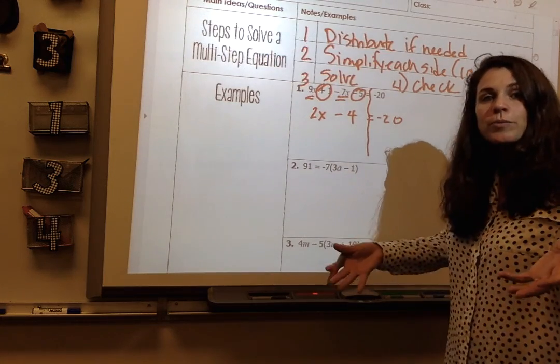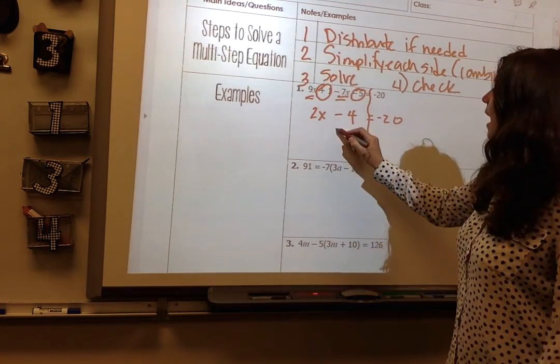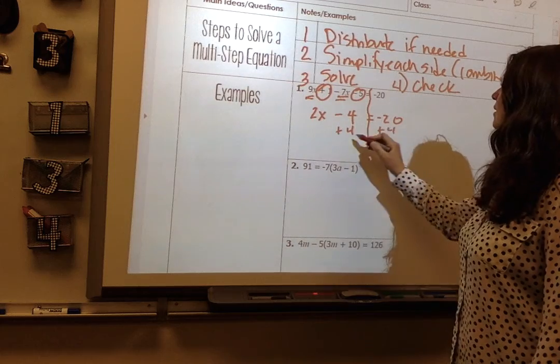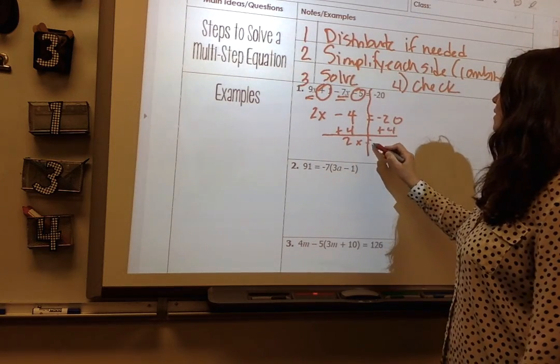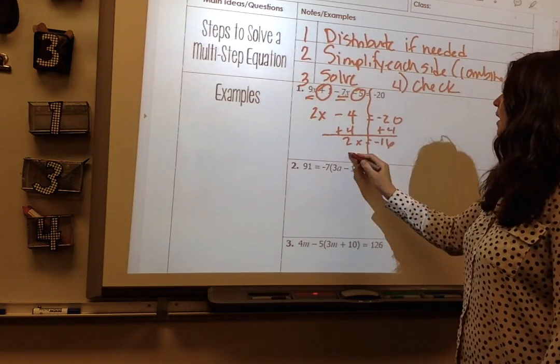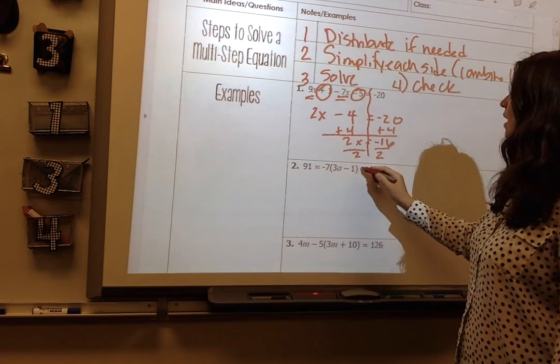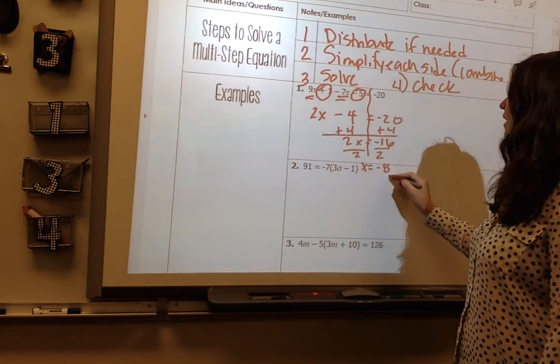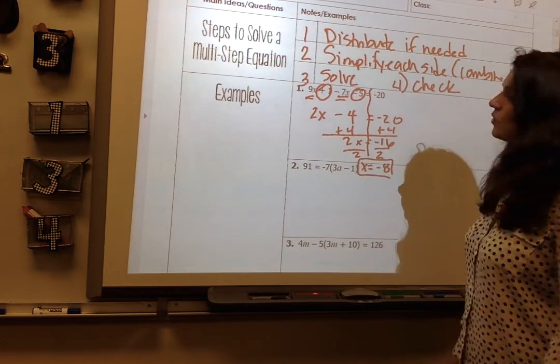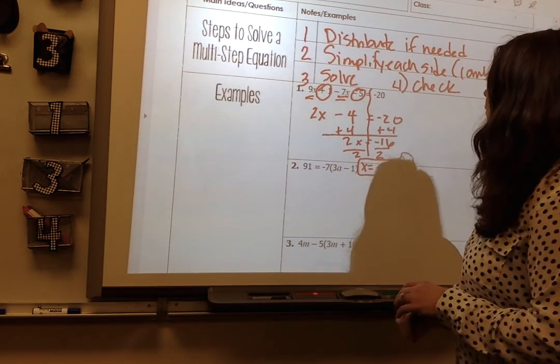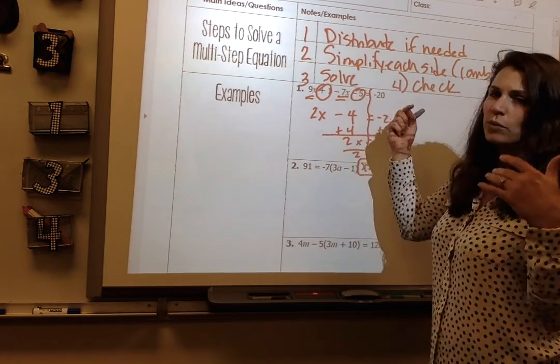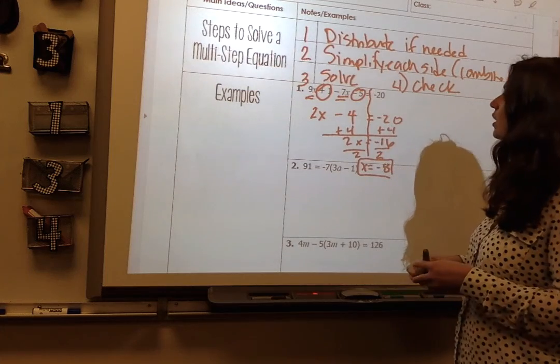Now I'm back to a 2-step equation. I'm going to add 4 to both sides, and I get 2x equals negative 16. And of course I divide by 2 on both sides, and x equals negative 8. Okay? So there's really not a lot new that's going on, except the fact that we're going to combine like terms. And of course I can check my answer.